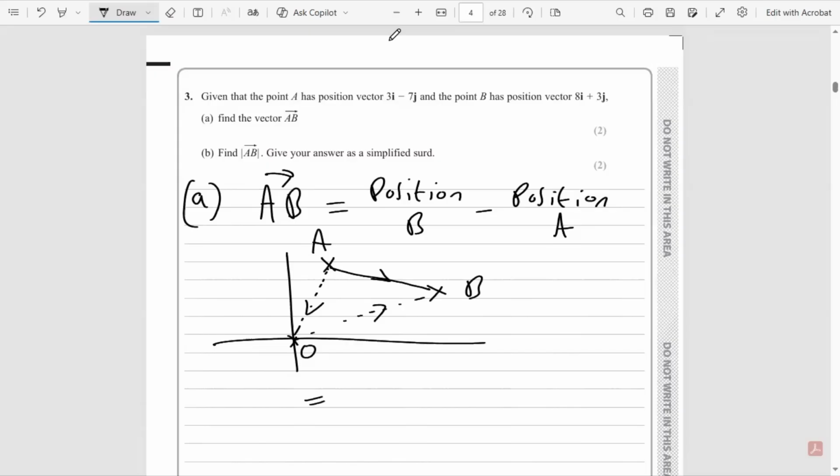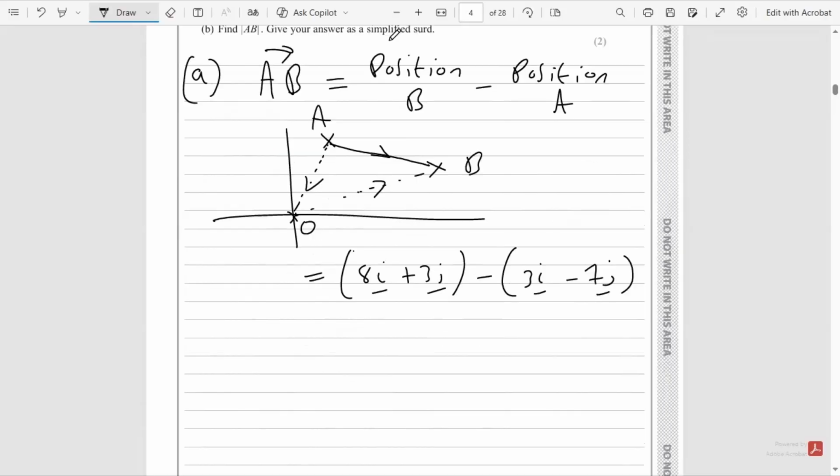So this means that this vector is going to be 8i plus 3j, and then subtract 3i minus 7j. And if we just scroll down a little bit, we can now say that this is 8i minus 3i, so that's going to be 5i. And we can say that this is 3j minus 7j. So 3 minus 7j gives you a 3 plus 7j. So that's going to be a plus 10j. So that's going to be our answer to part A.